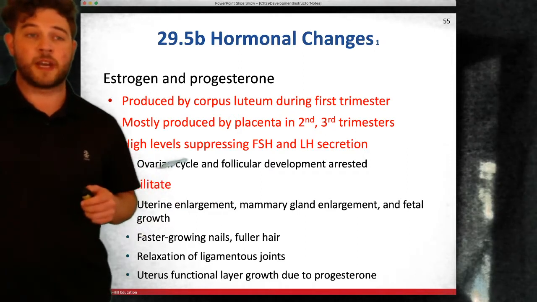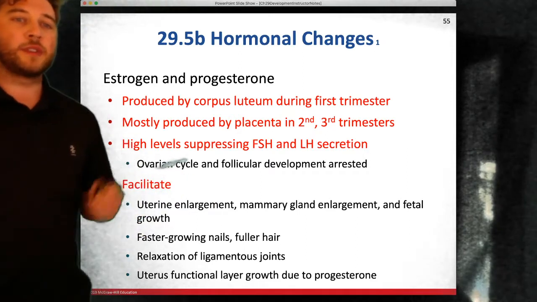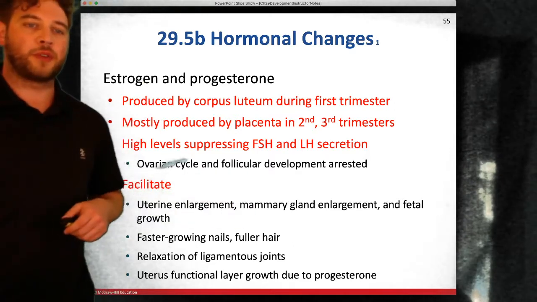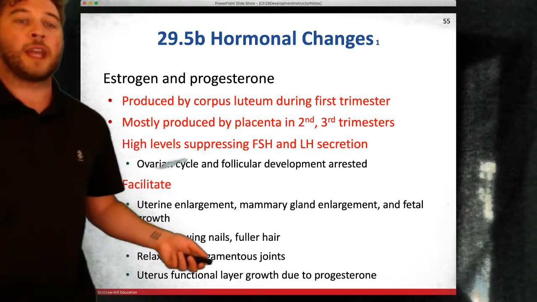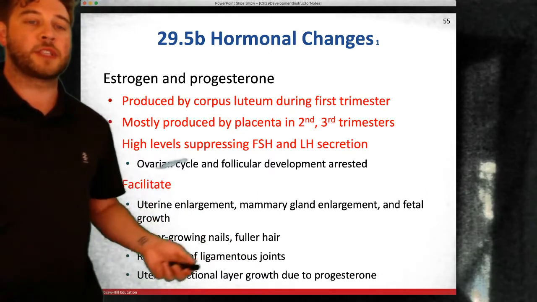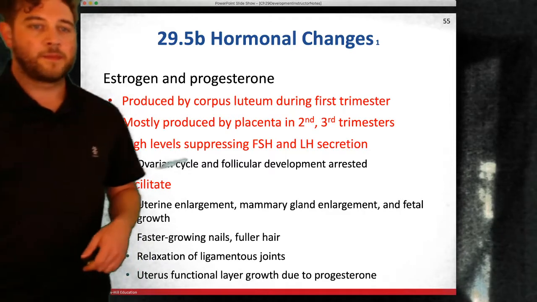Doesn't always occur. Sometimes you can still ovulate while you're pregnant. These hormones help to facilitate uterine enlargement, mammary gland enlargement, and fetal growth. It also allows for faster growing nails, fuller hair, relaxation of ligamentous joints, and it stimulates the uterus functional layer to grow. Progesterone does that.